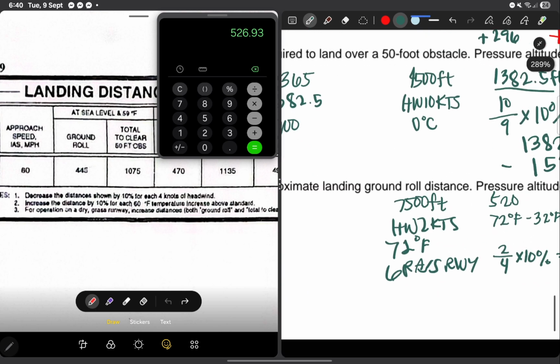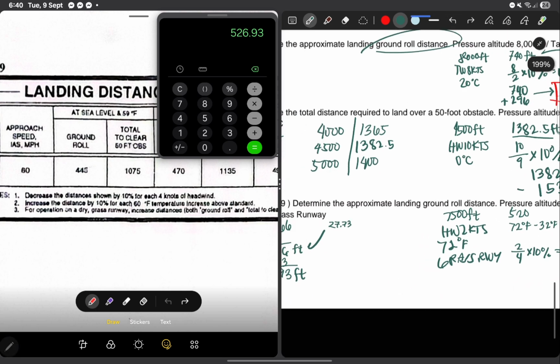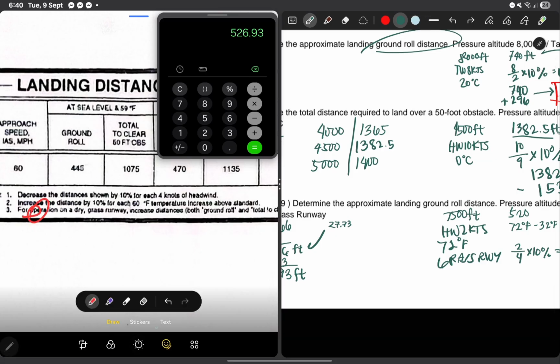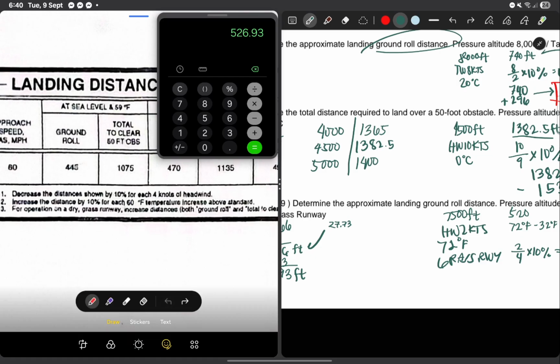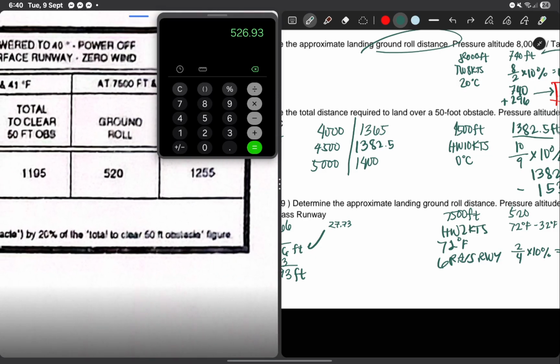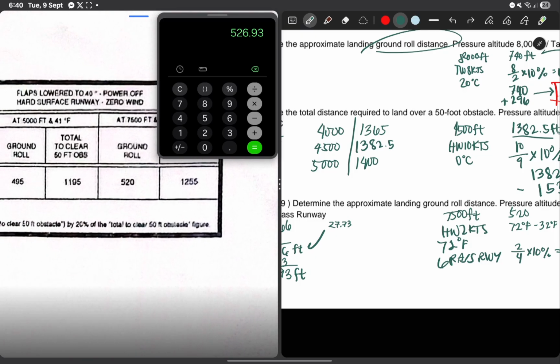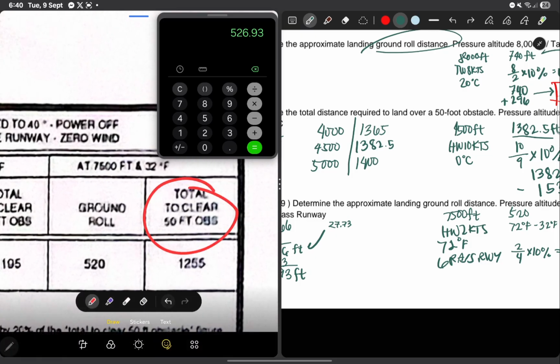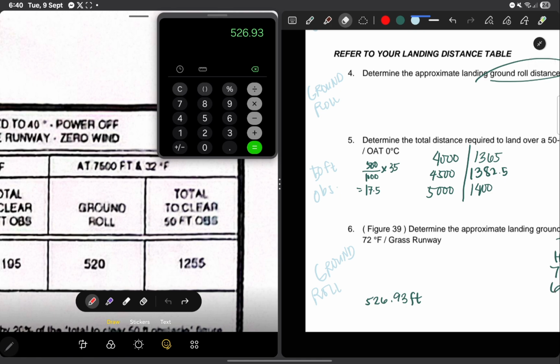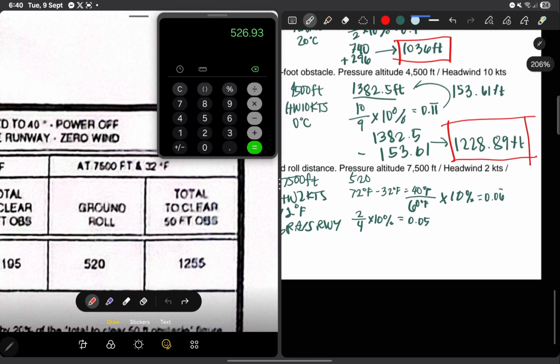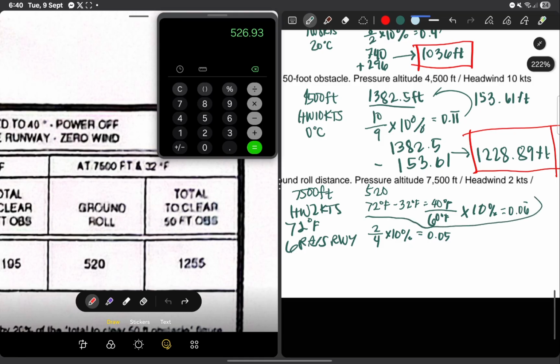So we have a grass runway, right? Let's read here number 3. For operations on a dry grass runway, increase distances by 20% of the total to clear 50 feet obstacle figure. So now we're going to need the total to clear 50 feet obstacle, right? We'll use the same formula right here, but we'll put in 1,255, since that is our value for the total to clear 50 feet.